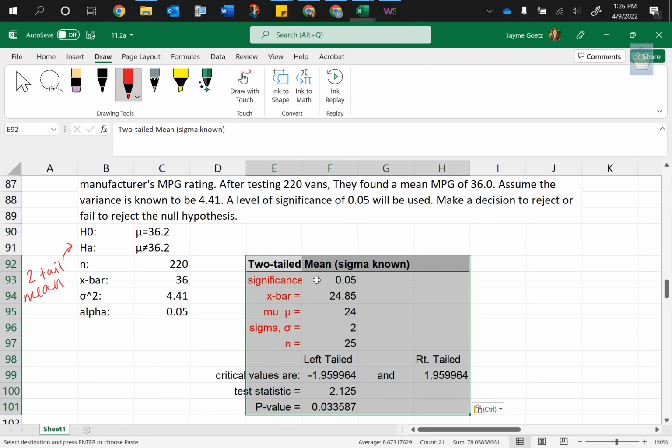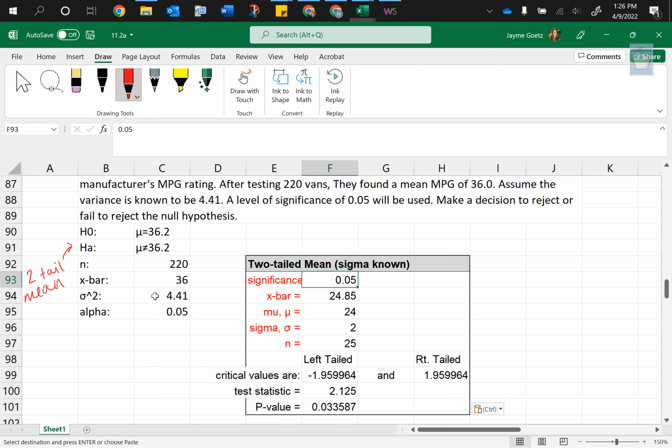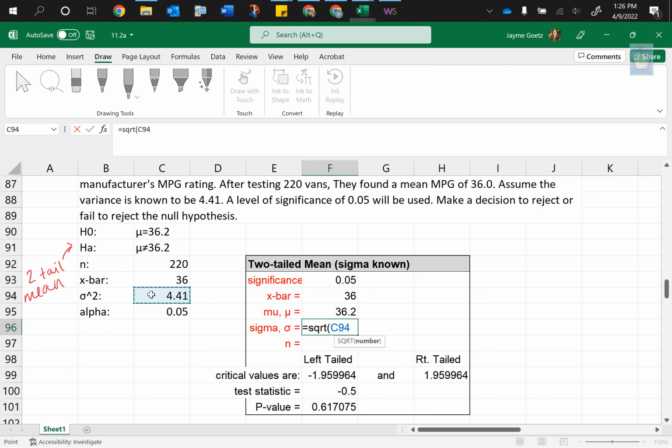Okay. Now, to input this in, I want my significance level. It's still 0.05. That's nice. My x-bar is 36.0. My mu was 36.2. Now my sigma, watch what I do here. This is my sigma squared, and we are not allowed to round anything when we put it in here. That's really important. So I can come right in here, and I can type in equals square root of, and I can do the cell reference 4.41, and it'll still work. You can do formulas inside of the templates.